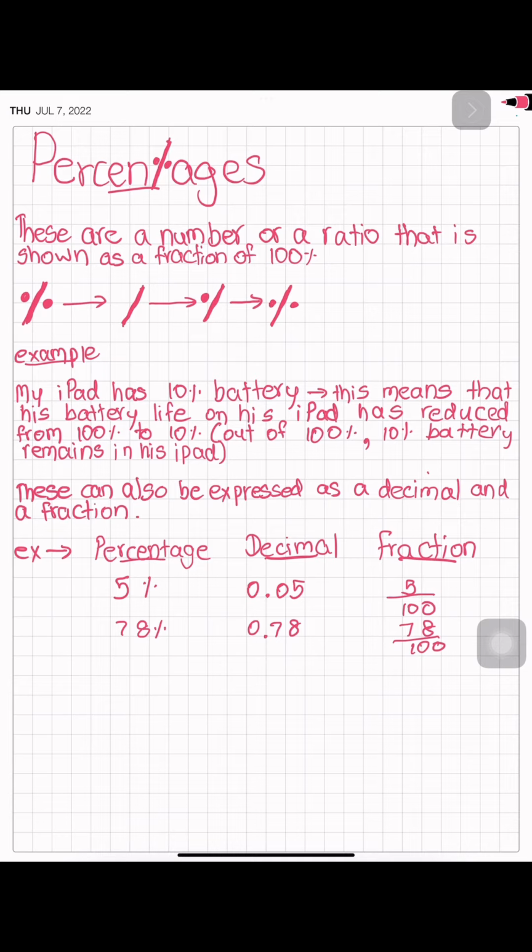Percentages are numbers or ratios that are shown as a fraction of 100. Okay. So if we take 76%, it is 76 over 100 and the ratio is 76 to 100. So here's how to draw the percentage mark. Just draw a slash and on the sides of that slash just put two dots.